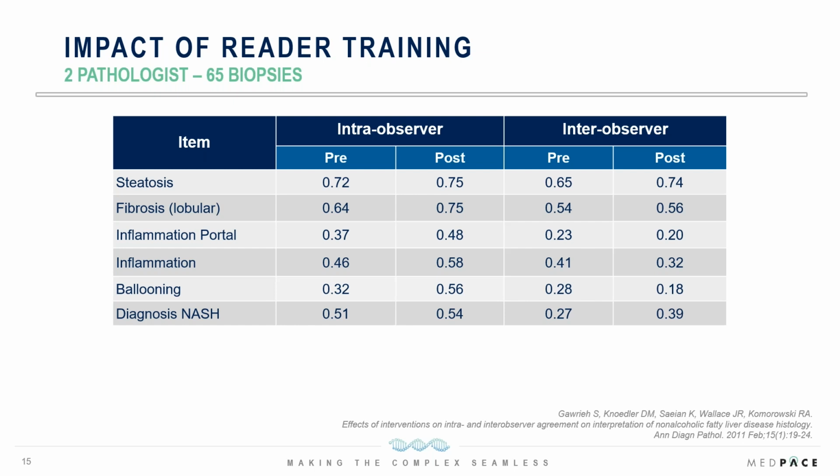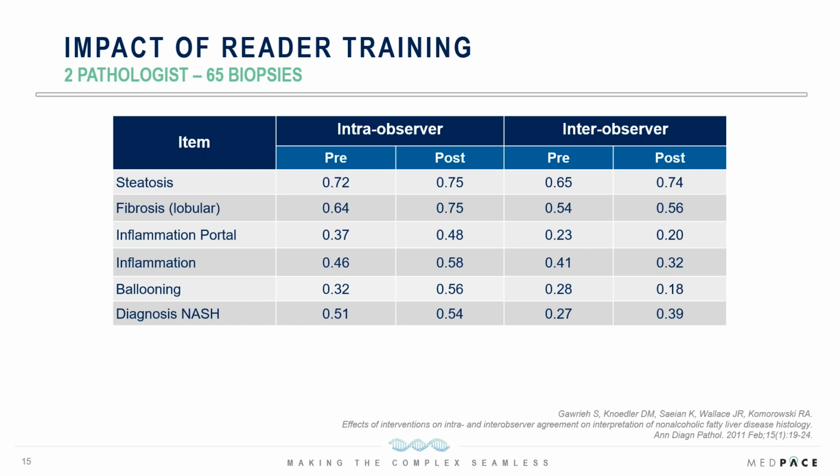A couple of different studies have been done. This is just one of them that looks at our intra- and inter-observer variability. In this particular study in 2011, they decided to take 2 pathologists, do some intense training with them, and see how they could potentially improve on their pre- and post-training inter- and intra-observer variability. And you can see that in general, intra-observer variability did somewhat improve in almost all of the different scores: steatosis, fibrosis, inflammation, as well as ballooning.